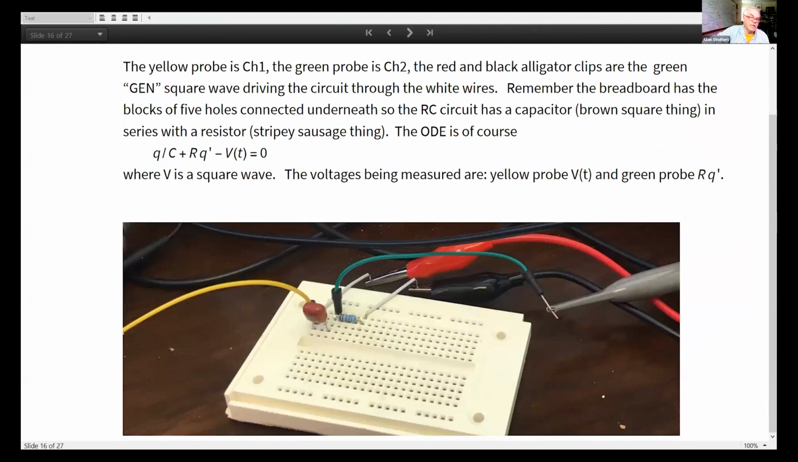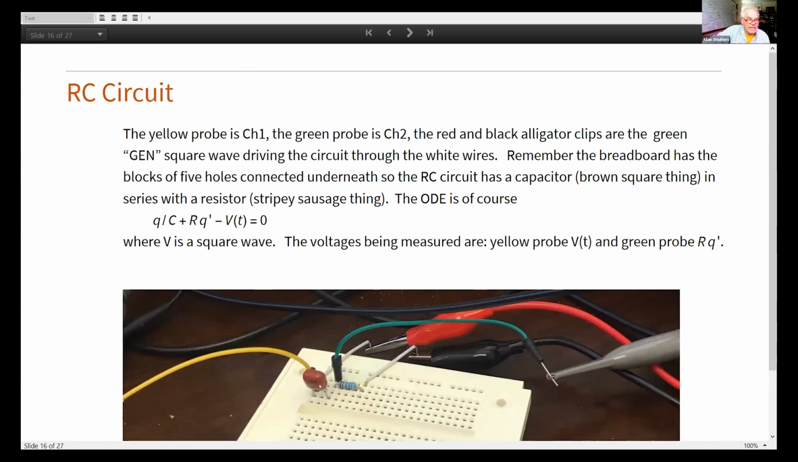This is a resistor. The stripes tell you what its resistance is and whether it's an expensive resistor. And this is a capacitor. And I don't know if you can see these little numbers on the side of it. That actually tells you what the capacitance is. These two, the leg of the capacitor and the leg of the resistor, are connected together, as is the green probe. So these are all at the same voltage. The circuit goes in from here through there, up to there, back to there, and back. And that's going back to the signal generator.